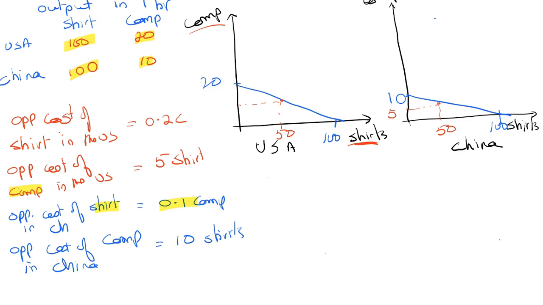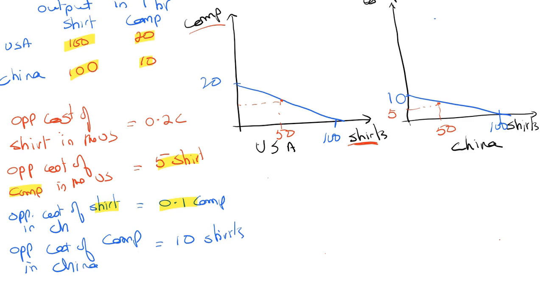So in China, the cost of a shirt is 0.1 computers. In the US, the cost of one computer is 5 shirts. And these numbers are lower than the corresponding cost of these products in the other countries. So then the third question is, at what price can trade take place?